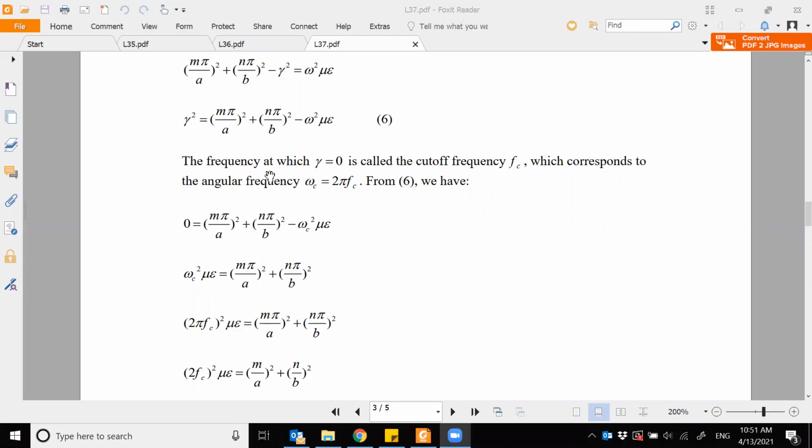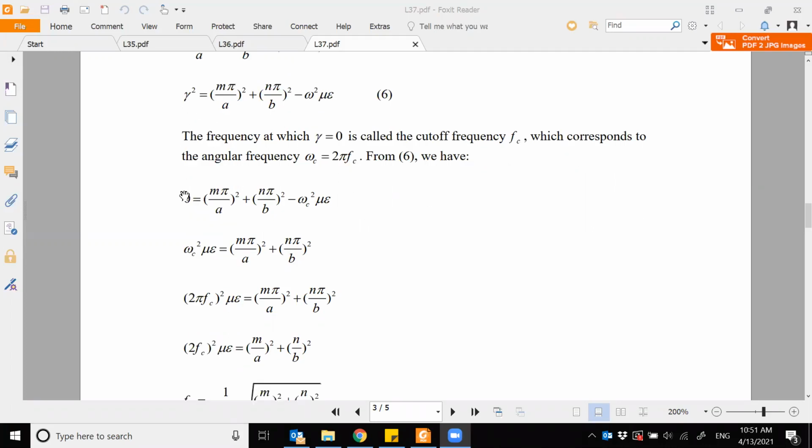So we are defining a frequency at which gamma is 0. Gamma is 0 means that there is no propagation constant. That means that is the frequency which cannot exist in the rectangular waveguide or cannot propagate. And that frequency is called the cutoff frequency, FC, where omega c is 2 pi FC.